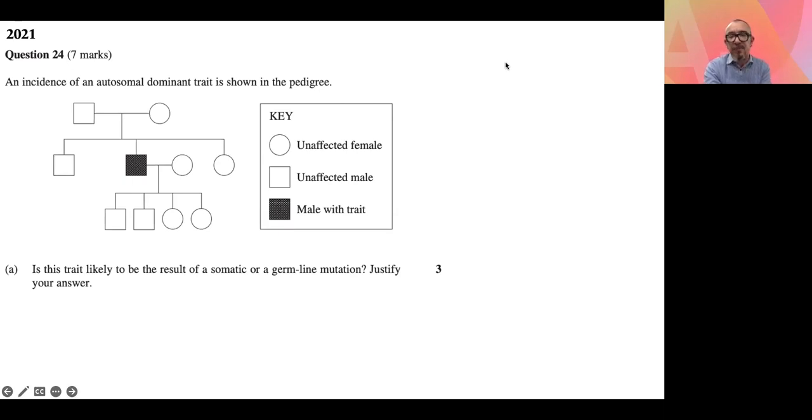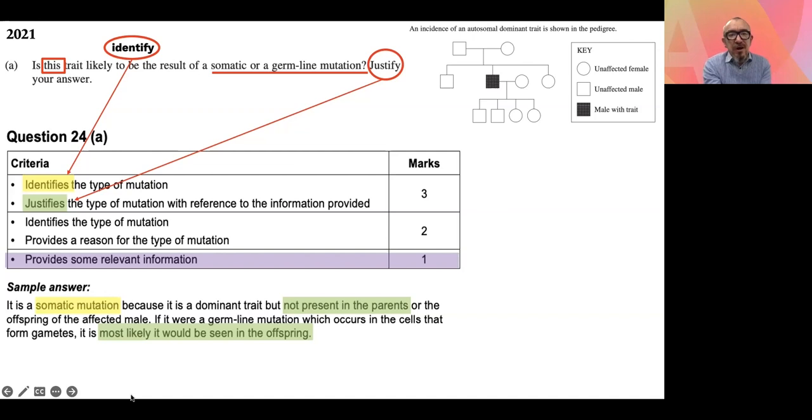Okay, so you've been given the pedigree. Is this trait likely to be the result of a somatic or germline mutation? And importantly, justify your response. So 3 marks. So I've attempted to cue the question for you in part. Is this trait, so they're interested specifically in this particular trait, the result of a somatic or germline mutation, and we needed to justify your response.